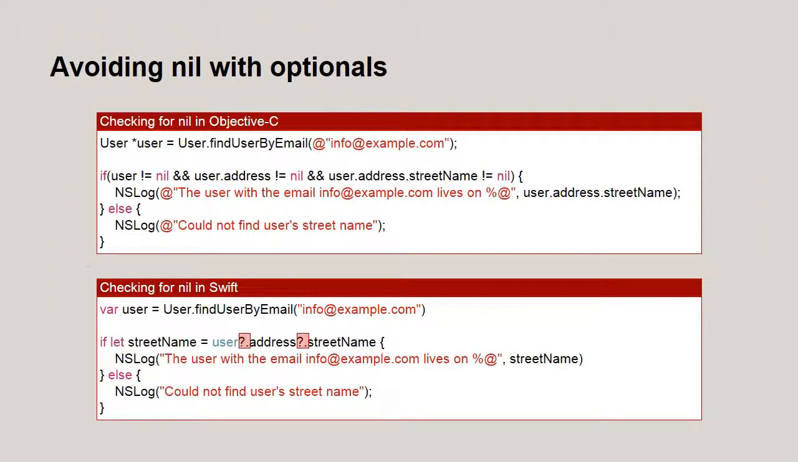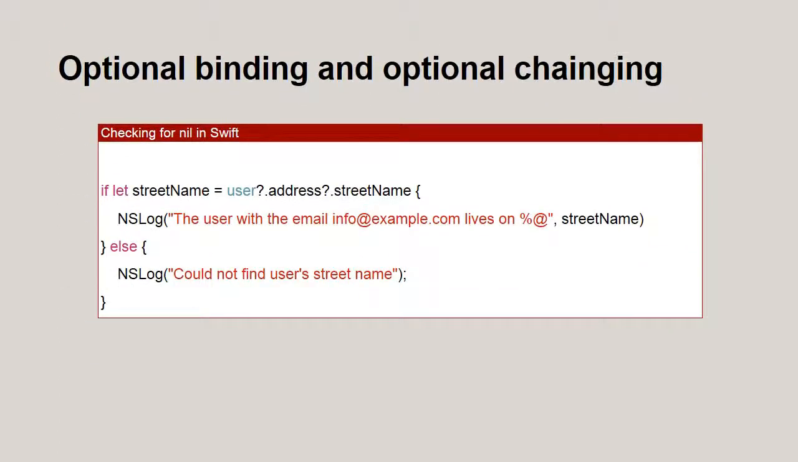Avoiding nil with optionals. Swift introduces a way to avoid the infestation of nil and nil checks in code. It does this through the use of a language feature called optionals. Try to retrieve data from a deeply nested chain of properties that may or may not contain a nil value somewhere along the way. This is an example of optional binding and optional chaining, which are incredibly powerful features.